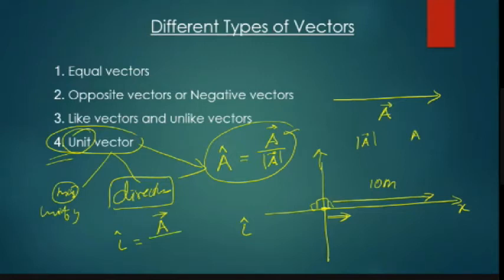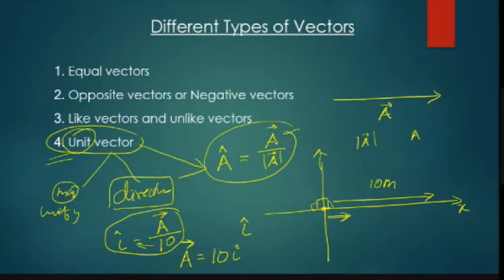Sir, the value is given as 10 meter magnitude, so A divided by 10. What is the implication of this? From here I can write vector A. What is vector A? From this expression, vector A is equal to I cap by 10, that means 10 into I cap. Clear? So this is the meaning of the unit vector.